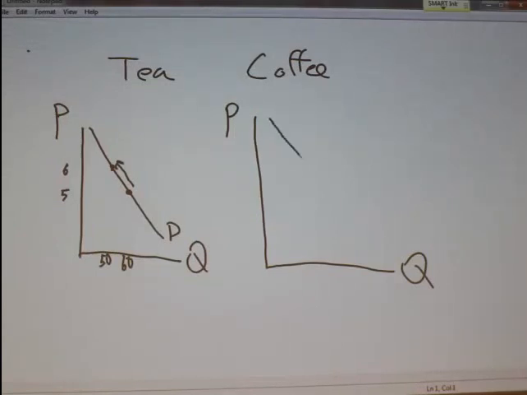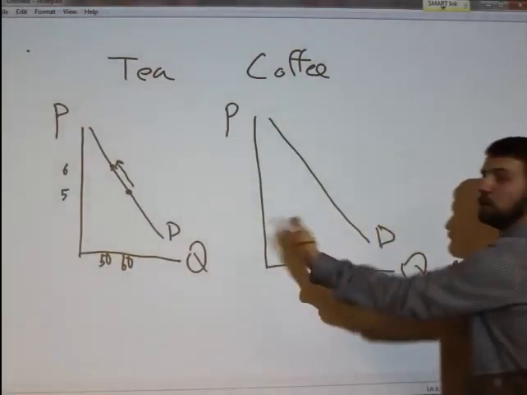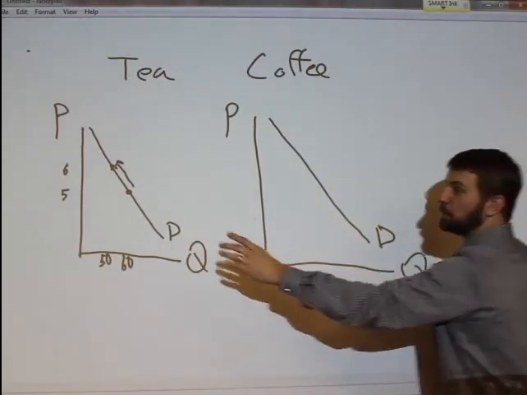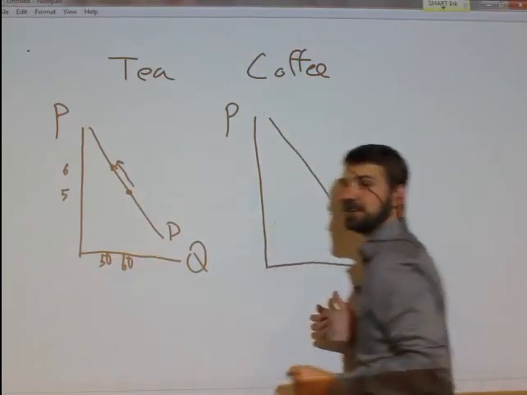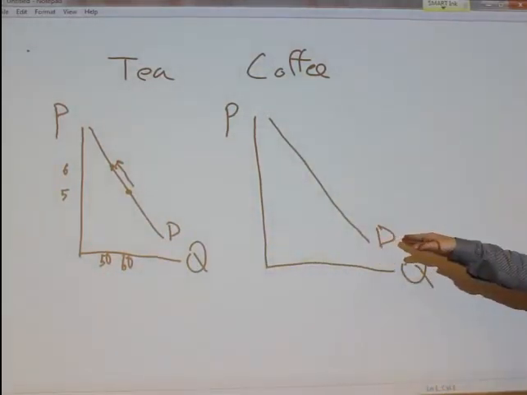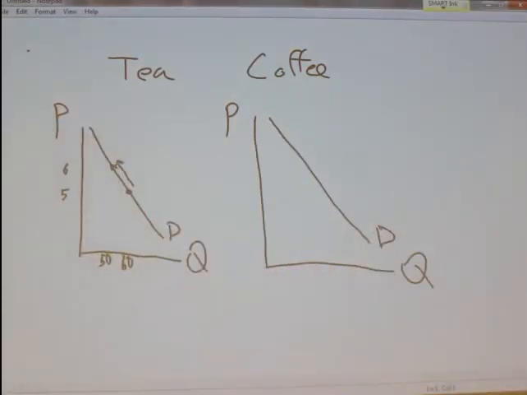Now, what is going to happen over here in the market for coffee? So the price of tea went up for some reason. We moved along the demand curve, and the quantity demanded of tea fell. So what's going to happen over here? There's going to be a shift, and it's going to be an increase. So we're going to move to a new demand curve, call it D prime.